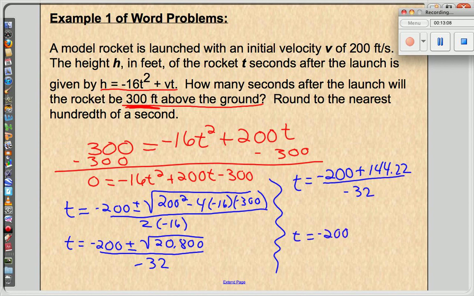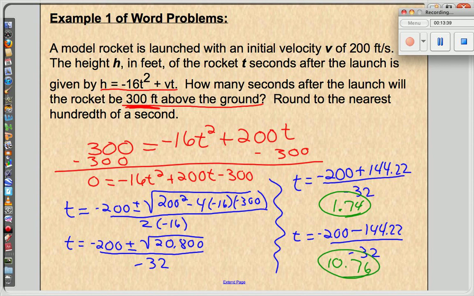And t is negative 200 minus 144.22 divided by negative 32. I'm going to use a different color here. So when I do the math, negative 200 plus 144 divided by negative 32, I am going to get 1.74, and the other is 10.76. So I do have two answers. Would they both make sense?